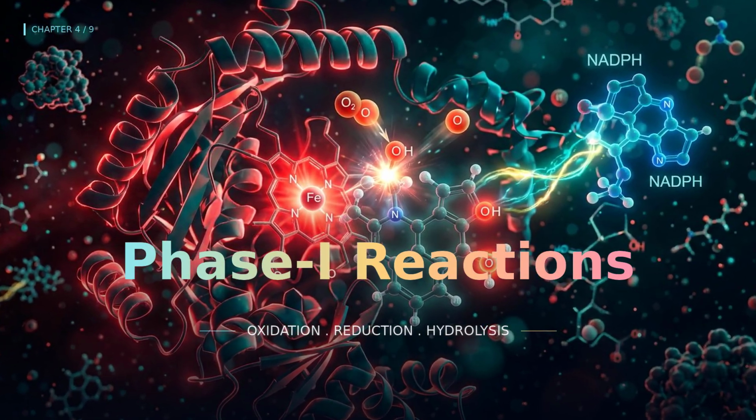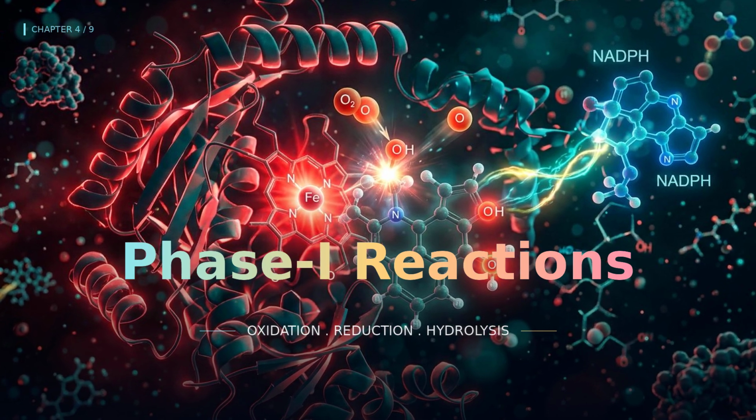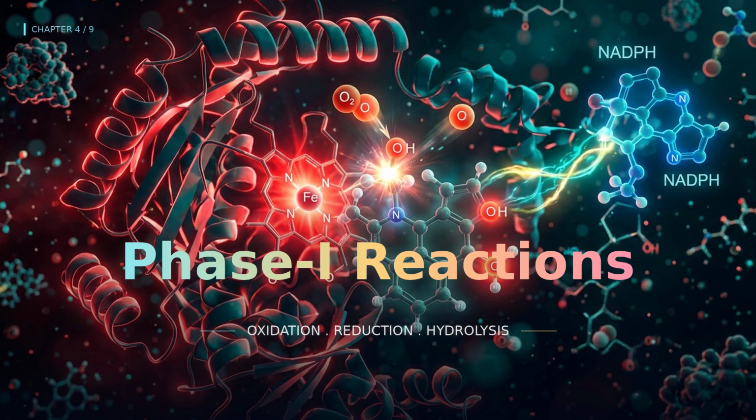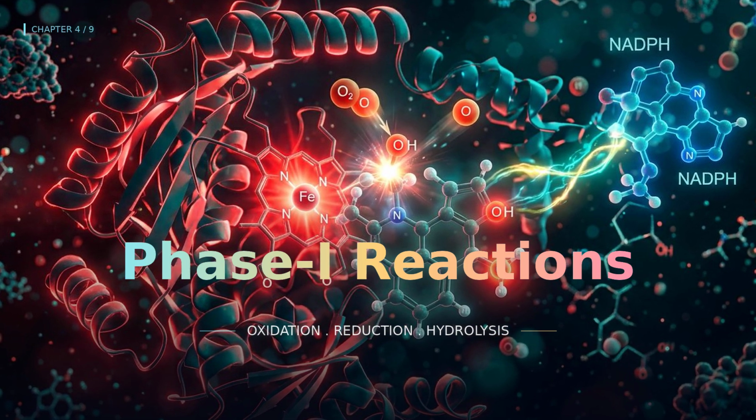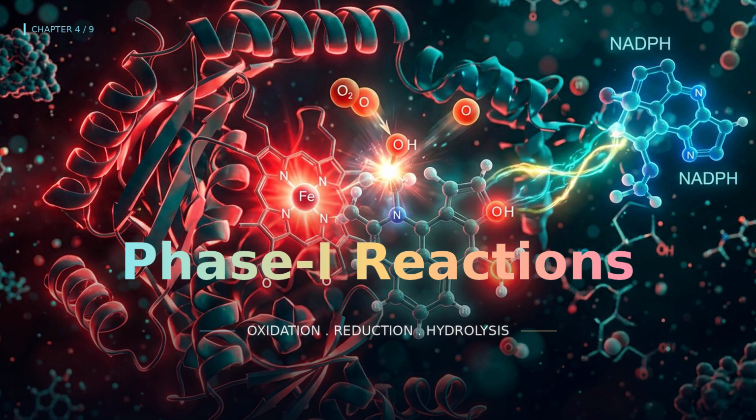Phase 1 reactions introduce or unmask polar functional groups, increasing water solubility. The three main types are oxidation, reduction, and hydrolysis. Oxidation is the most important, catalyzed by the famous cytochrome P450 enzymes located in liver microsomes. These mixed-function oxidases use molecular oxygen and NADPH to add hydroxyl groups to drugs.